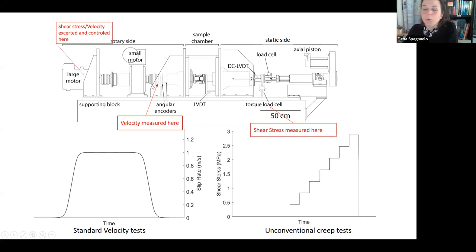here you can see all the devices that we use to measure our variables. The important ones in this case are the shear stress and the velocity, which are exerted and controlled here at the motor. The velocity is measured here, and the shear stress is measured here. So the fault is here. We measured the velocity before the fault and the shear stress after the fault.